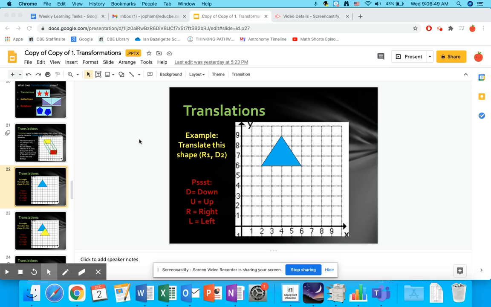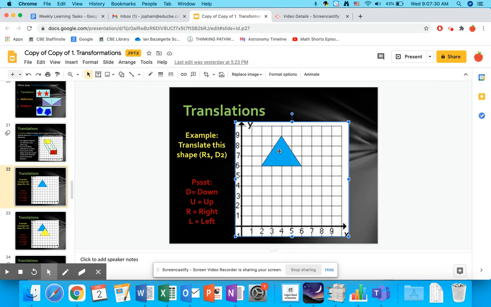Okay, so translations. Remember in the last video, I talked about how translations is just making something move back and forth or up and down. So usually this is explained to you by using the letters. D means it's going down, U is up, R is right and L is left, okay? So in this example, we are going to translate this shape, so move it back and forth, R1 and D2. So we're going to move this triangle one block to the right and 2 blocks down.